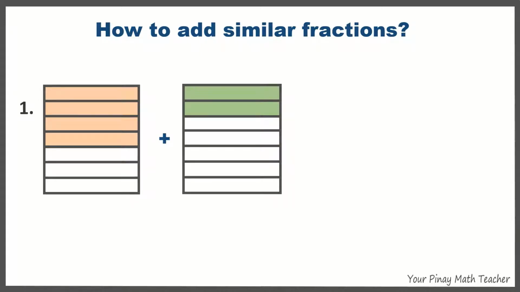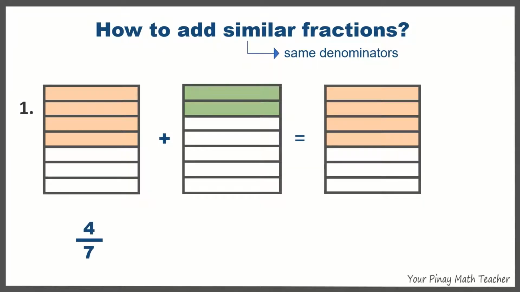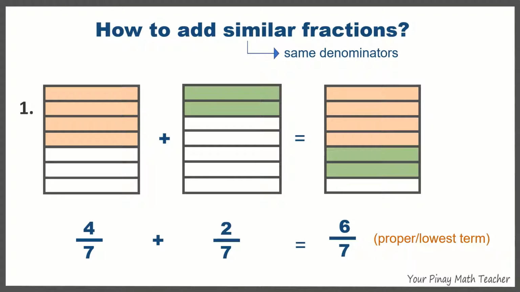How to add similar fractions or fractions with the same denominators. Number 1. 4 sevenths plus 2 sevenths is equal to 6 out of 7. Since this is a proper fraction and it is in its lowest term, then 6 sevenths is the final answer.